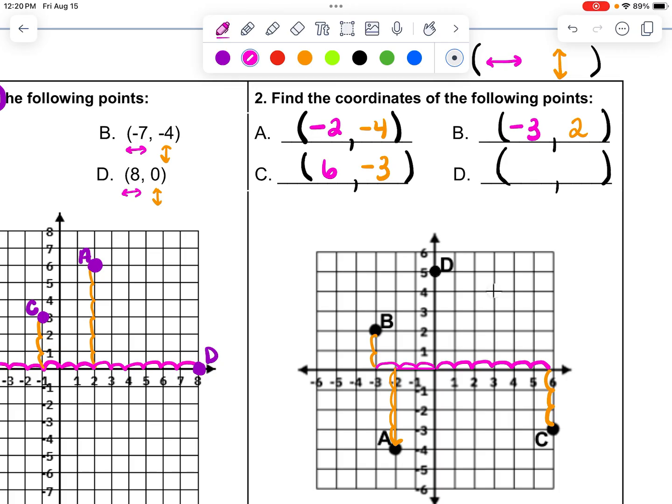Finally, for point D, I'm not going to go right or left at all. So I'm going to put a 0 there. And then I'm going to go up 1, 2, 3, 4, 5 spaces.